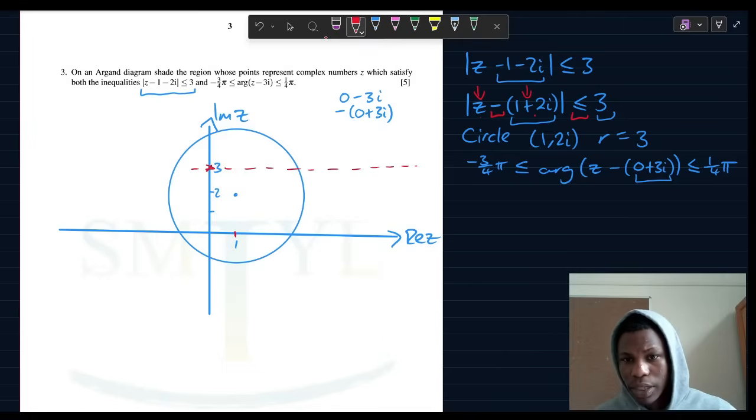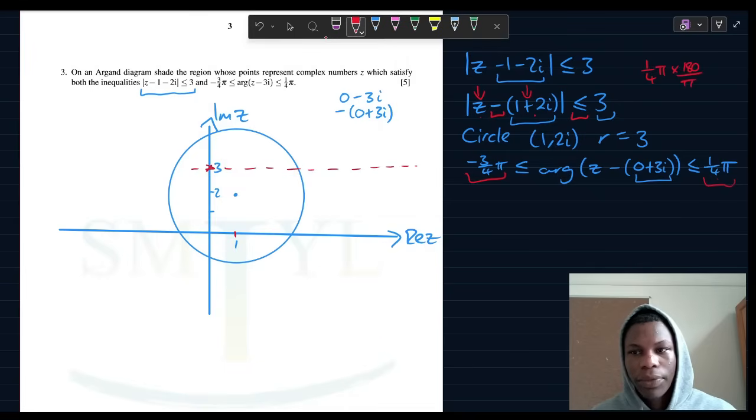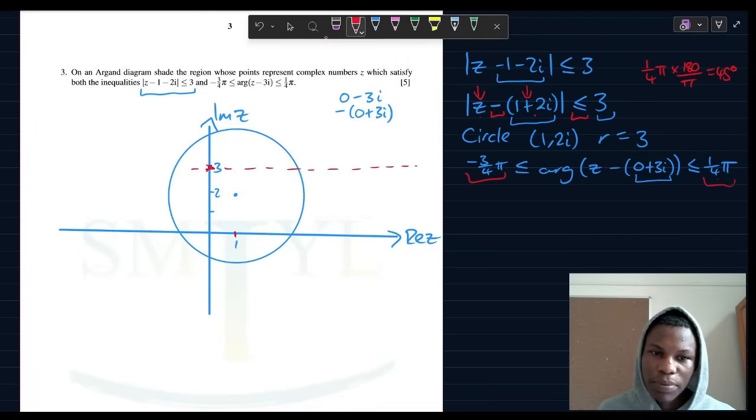And what we want to do is draw these angles. We'll start with the positive one. We want to draw an angle of a quarter pi. If you convert this to degrees, you'll find that a quarter pi is 45 degrees. You can convert to degrees by multiplying by 180 over pi, which should give you 45 degrees. And then you can use your protractor to open up an angle of 45 degrees from this point that we've marked. So we can open 45 degrees, and you can tell the examiner this is 1 over 4 pi.